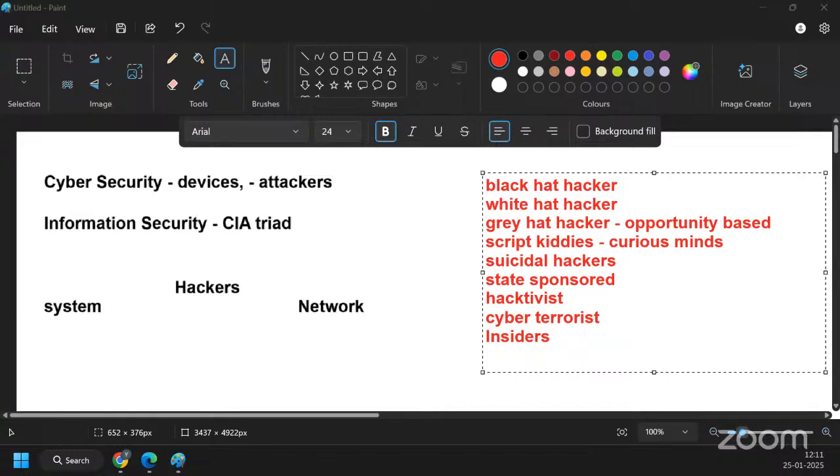Then after that, we have the state sponsored hackers. Now, guys, when we are talking about state sponsored, what are they? These are hackers who are employed by the government. It can be the state government, it can be the country government, it can be the national government. In short, when the government is paying for them, that is what we call state sponsored.